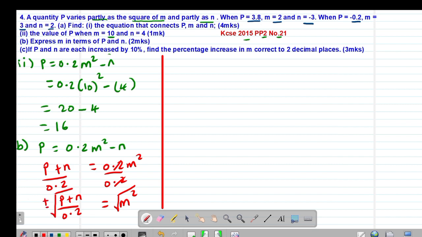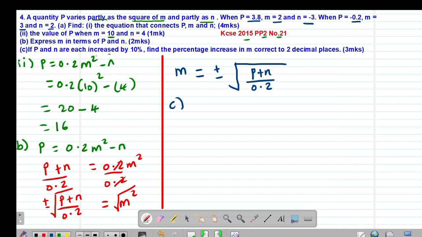The square root is plus or minus. So that simply means that m will actually be equal to plus or minus the root of p plus n, then the whole thing divided by 0.2. So we have answered part B. Then we move to part C. If p and n are increased by 10%, find the percentage increase in m correct to 2 decimal places.